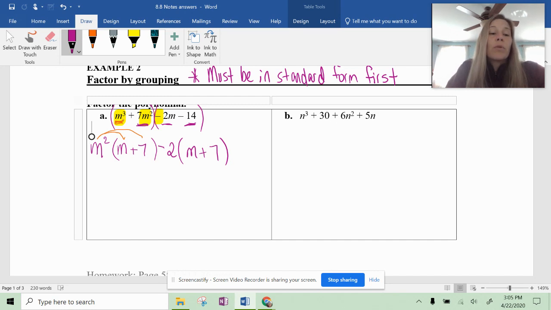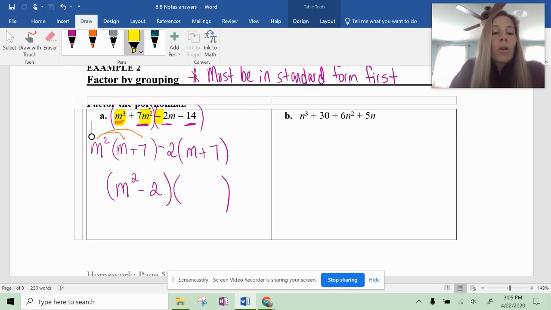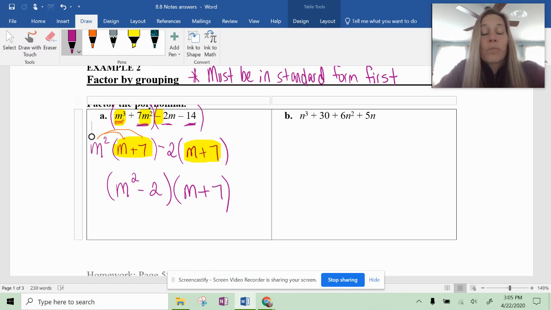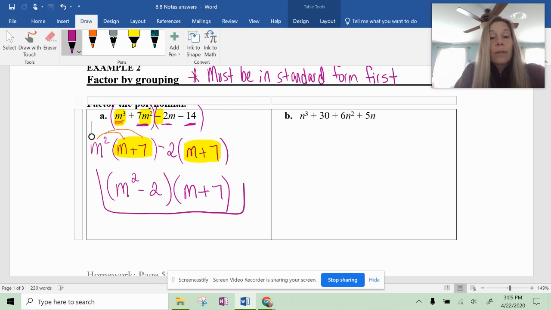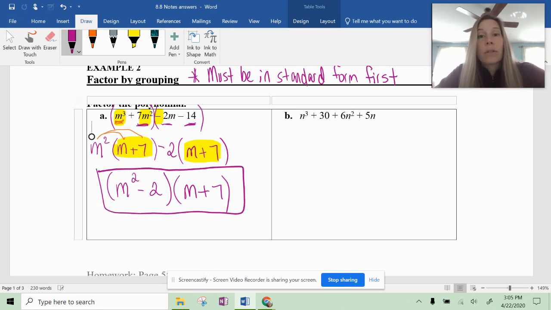So now we're going to take those two GCFs, which are m squared minus 2. That makes our first factor. And then our second factor, as long as these two binomials are the same, which they are, is that repeated binomial, m plus 7. Now, if there's still an exponent in one of your factors, you need to double check it, because if this was m squared minus 4 or 9 or some other perfect square, then we could use that pattern we just learned in the last two days. But 2 is not a perfect square, so there's nothing else we can do. So our final answer for this one would be just those two factors.